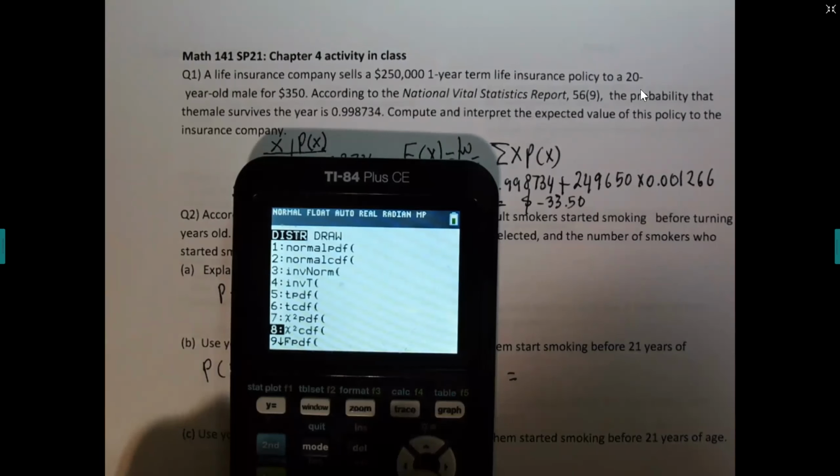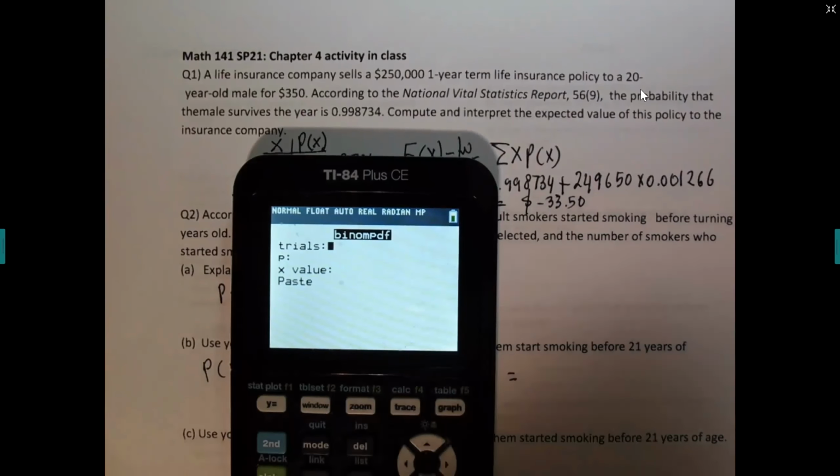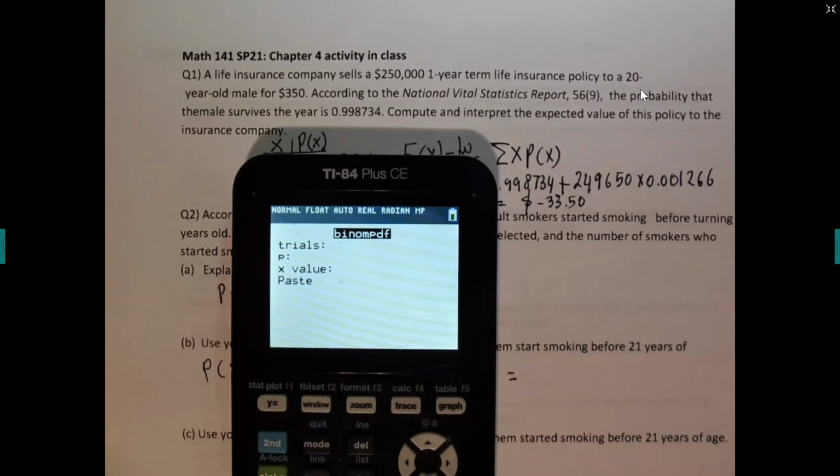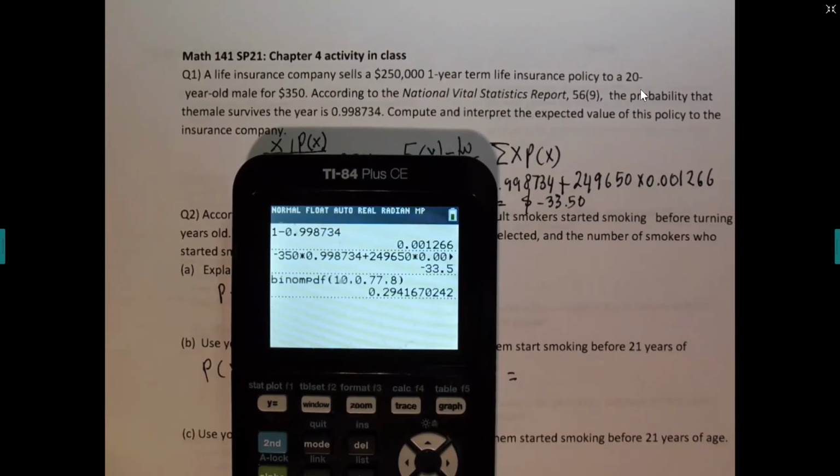And actually, when you go to the assignment later, you're going to see a short video, a 10-minute video pertaining just to using binomial PDF and CDF. So you'll see that. So we have 10, we have 0.77, and the X value, guys, is 8. And here you go, 0.2942.